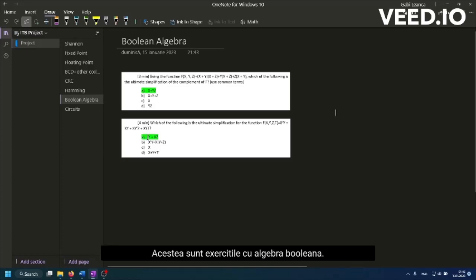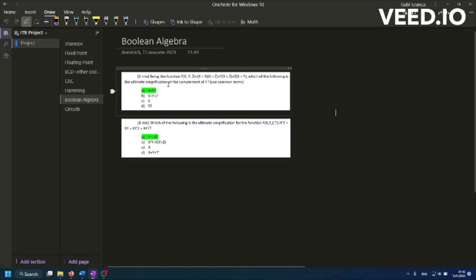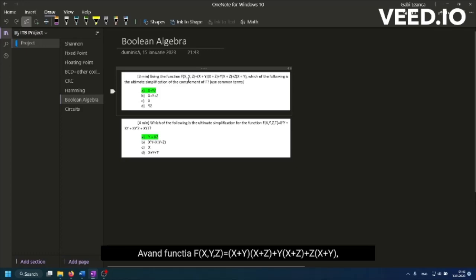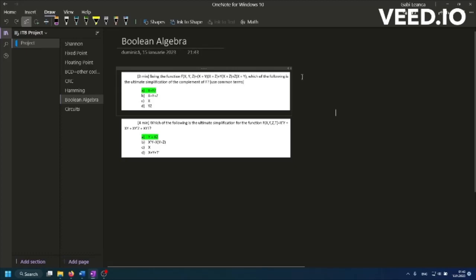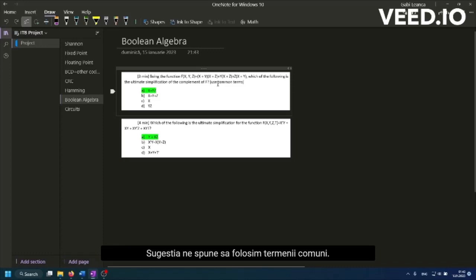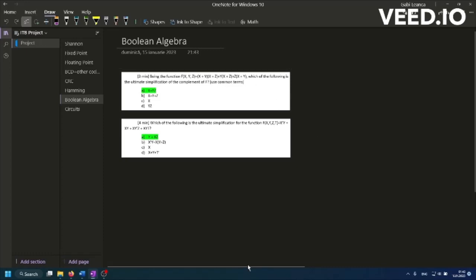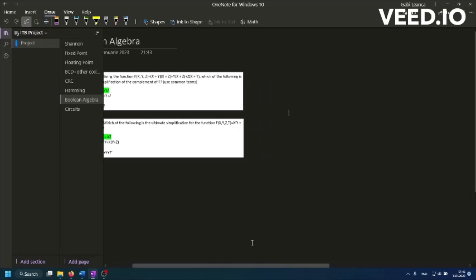These are the exercises about Boolean algebra. So, being the function f of x, y, and z equal to (x or y) and (x or z), or (y and x or z), or (z and x or y), which of the following is the ultimate simplification of the complement of f? The hint also says that we should use common terms, common factors. So let's write it over here.